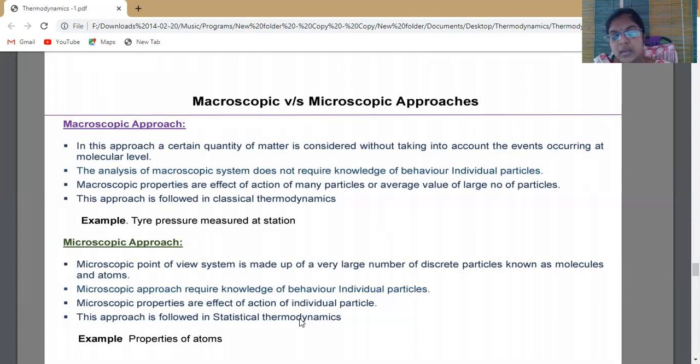It is also used to calculate the pressure and the temperature. Okay, so example: properties of atoms.